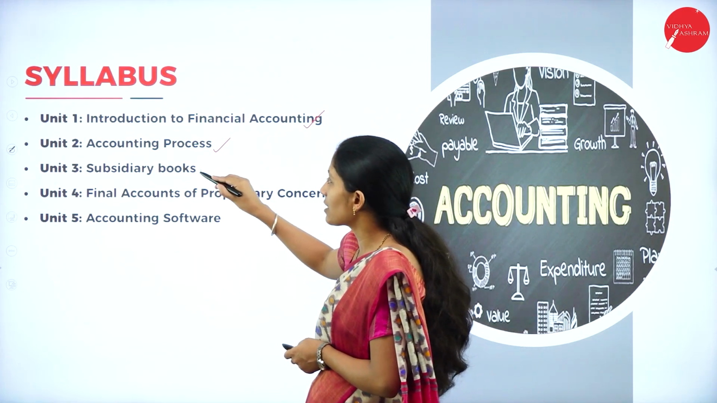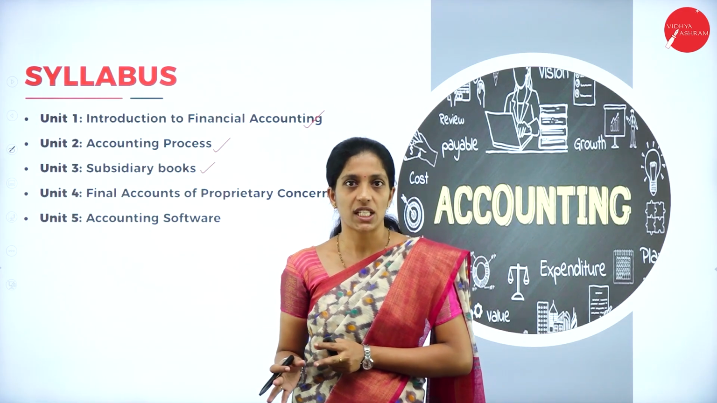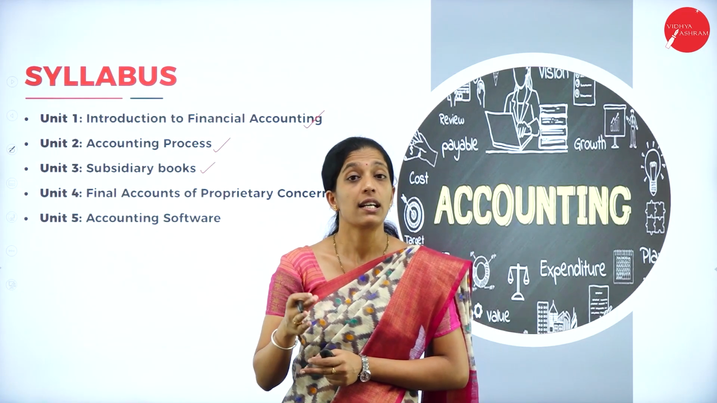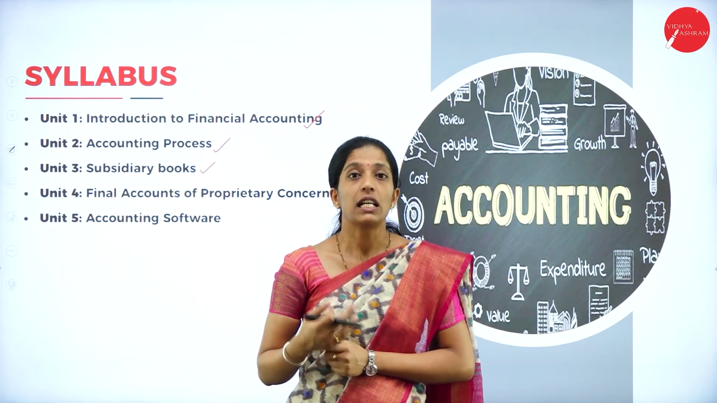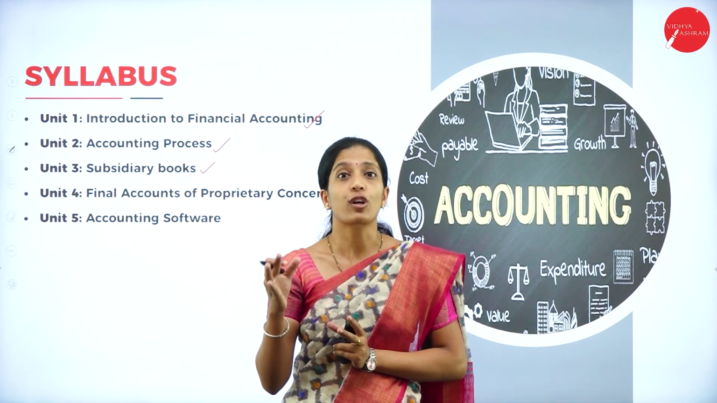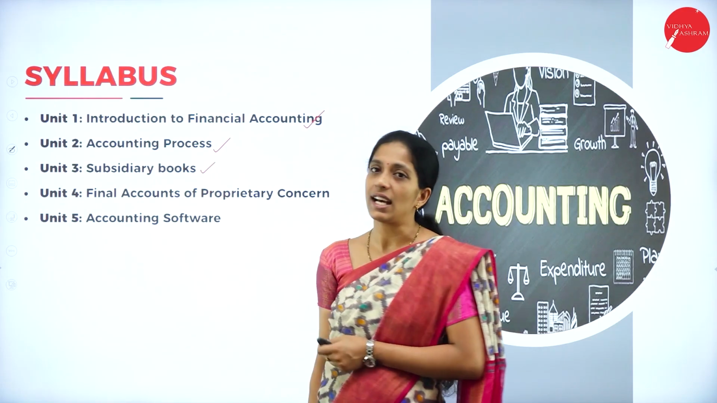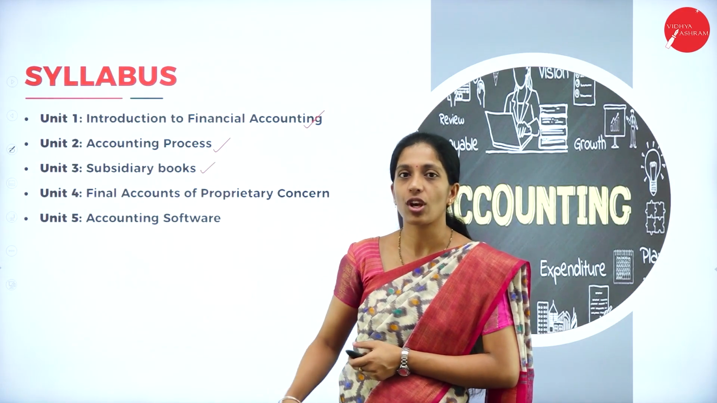And your third unit is about subsidiary books. So you might have learned there are a number of subsidiary books like purchase book, sales book, purchase return, sales return, journal proper, cash book. Under cash book also there are a variety of cash books. So everything you will learn under subsidiary books. That is your third unit.